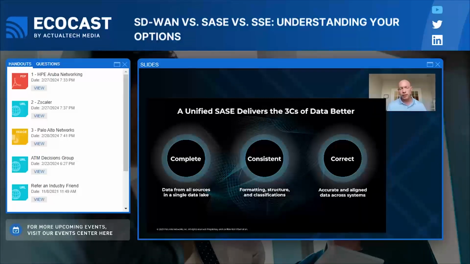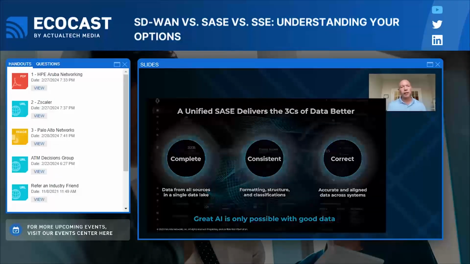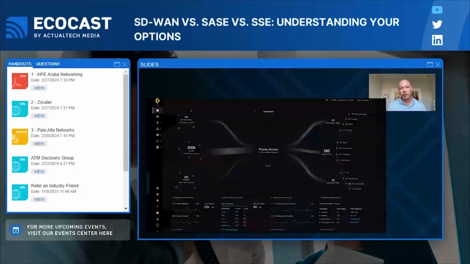It's consistent. Things are speaking the same language. The formatting and structure is similar, so that then we have a correct view of what we're actually collecting, all of this data and producing an output with. So making sure that great AI is only delivered with good data, right? So keeping that going, and then it can look really, really strong when it comes to managing our environment, right?